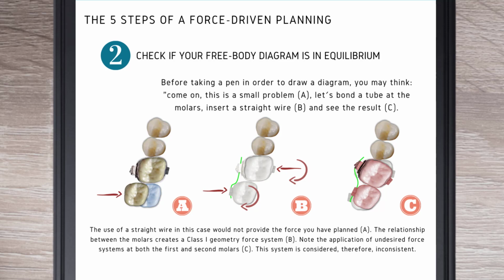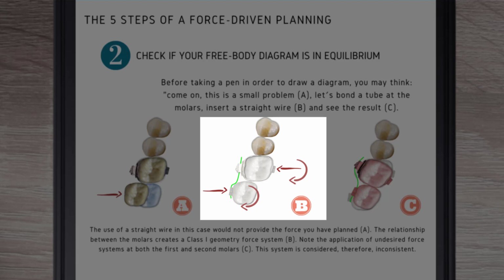Before taking a pen in order to draw a diagram, you may think, come on, this is a very small problem. Let's bond a tube at the molars, let's insert a straight wire and see what happens. In this case, if you use a straight wire, it would not provide the force you have planned. The relationship between the molars creates a class 1 geometry force system, as you can see in this figure B. Note the application of undesired force systems at both the first and second molars. This system is considered therefore inconsistent.